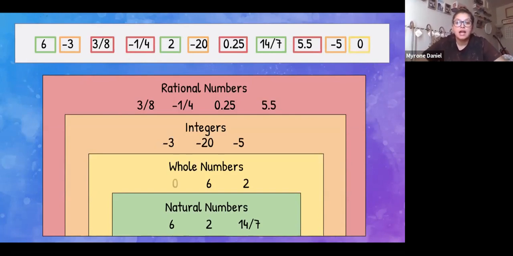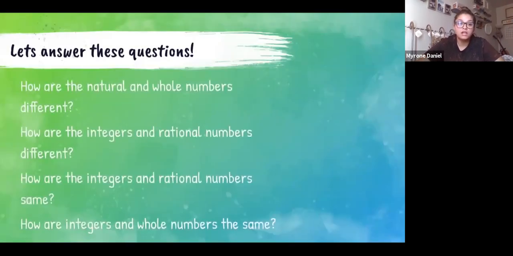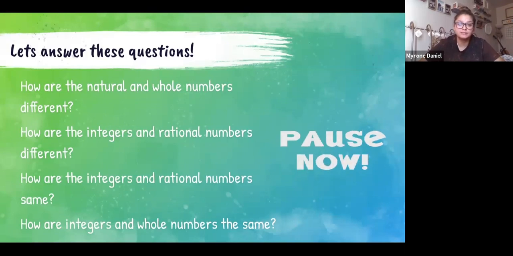So these are all the numbers that we've practiced today. So let's answer some questions. How are the natural and whole numbers different? How are integers and rational numbers different? How are the integers and rational numbers the same? And how are integers and whole numbers the same? So pause the video, answer these questions, and we'll be back.